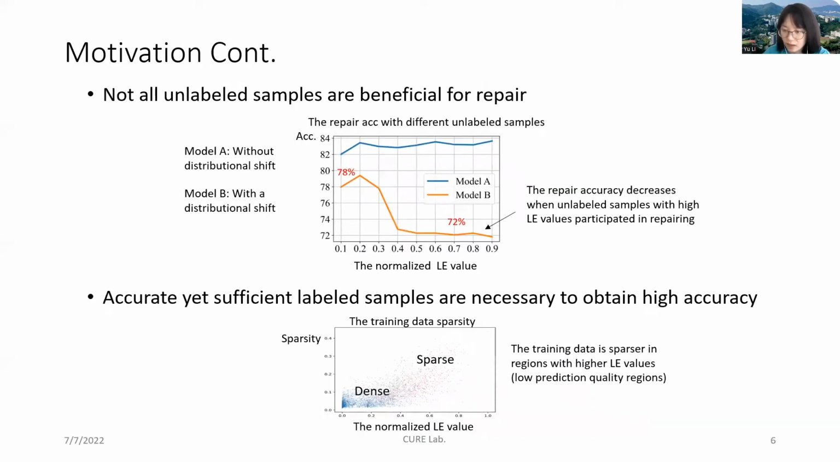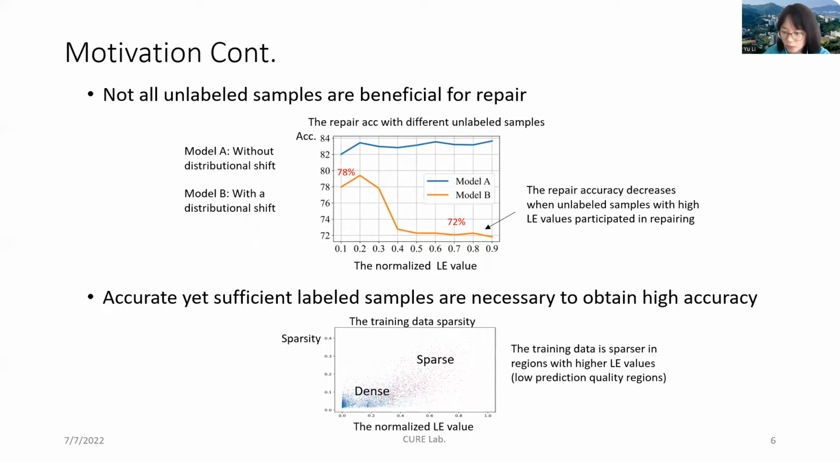To further motivate our method, on the one hand, we observe that directly applying existing SSL techniques for model repair can be problematic. To illustrate, we show the repair results when unlabeled samples of different local entropy values participated in repairing. We observe that when there is a distribution shift between the training and the field data, the accuracy after fine-tuning decreases when the unlabeled samples with higher LE values participate in fine-tuning. Applying consistency regularization on all unseen unlabeled data can even hurt the original performance. For example, the accuracy drops from 78% to 72%.